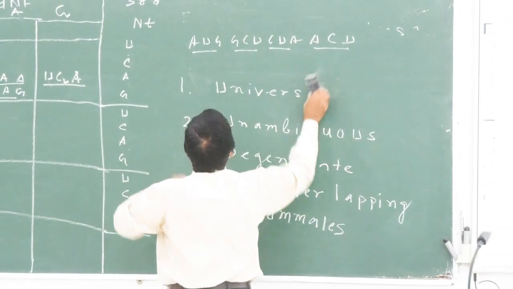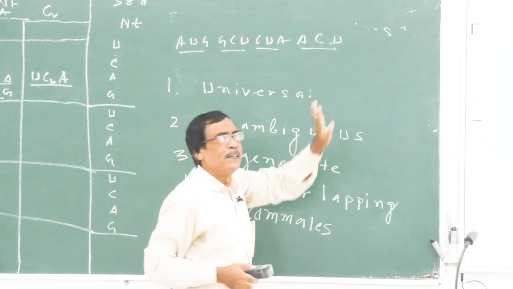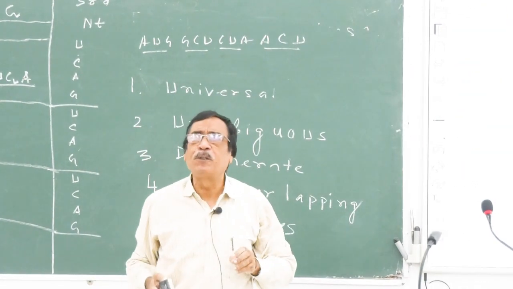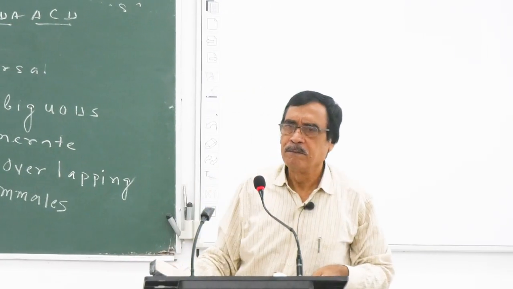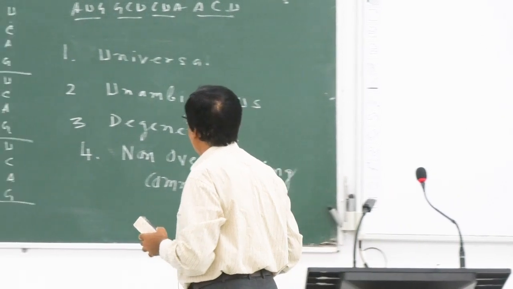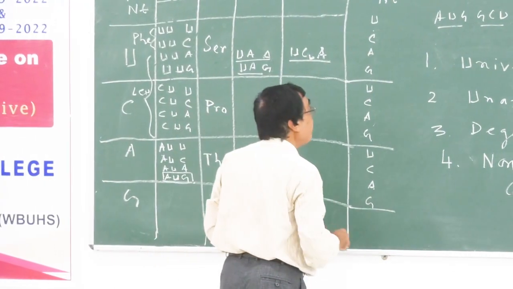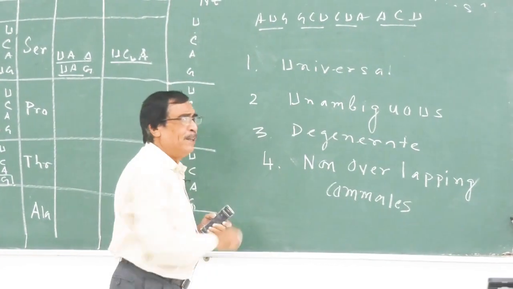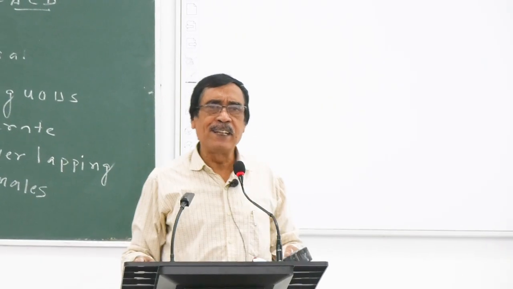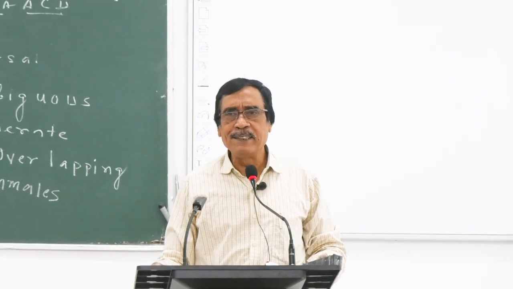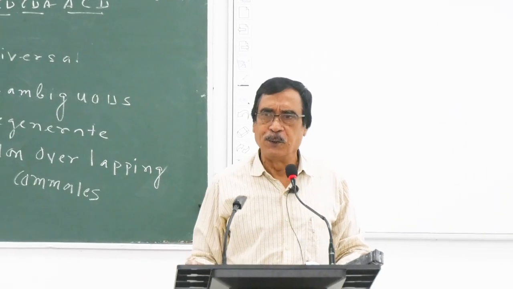Codons, the triplet codons, are read one right after another, and decoded one right after another into the respective amino acids. This is called non-overlapping or comma-less. These are the 4 criteria of the genetic code which are frequently asked in the examination. Describe the characteristics of the genetic code.